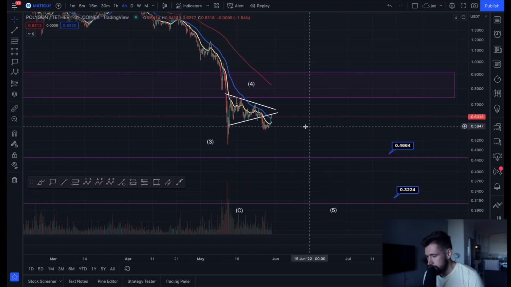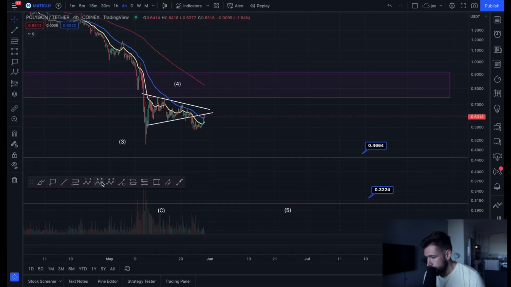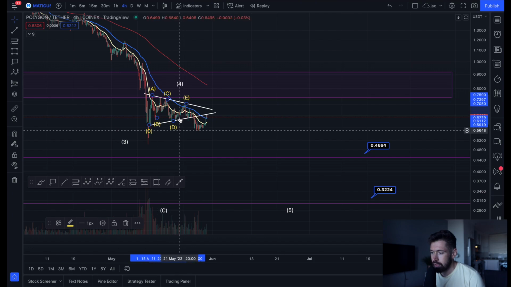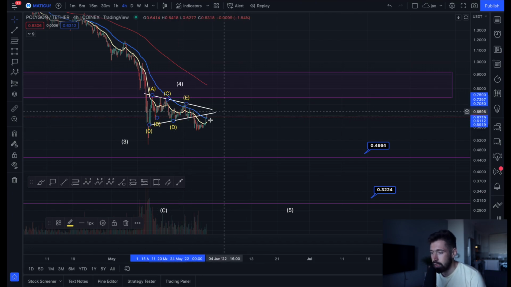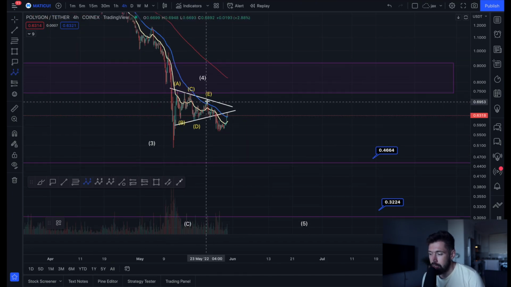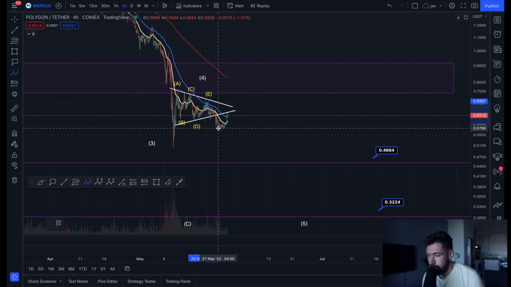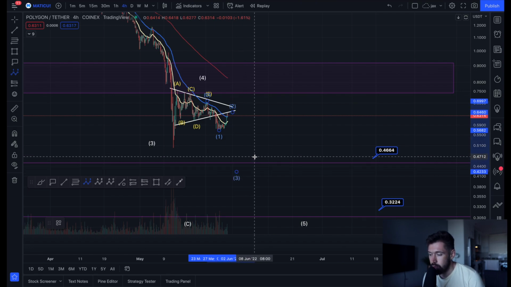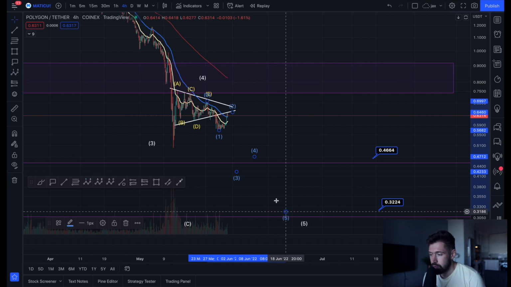So we've started to break down from this symmetrical triangle, and it looks like we've gone through an A, B, C, D, E corrective Elliott wave triangle, and we've started to break down. We may be looking at our wave 1 within the 5th wave, which has 5 smaller waves. So we have wave 1, we're going through the wave 2 pullback, we come down and make the wave 3, we have the wave 4, and of course the final wave 5.